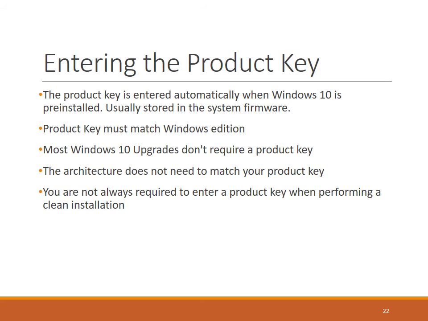Most Windows 10 upgrades don't require a product key, so if you are upgrading from Windows 7, you don't need a brand new product key. You can use the same product key you used for Windows 7. Same thing for Windows 8. The architecture of your system does not need to match your product key. So if you have a 32-bit or 64-bit system, the architecture of your system doesn't necessarily matter. It just needs to be a valid product key.